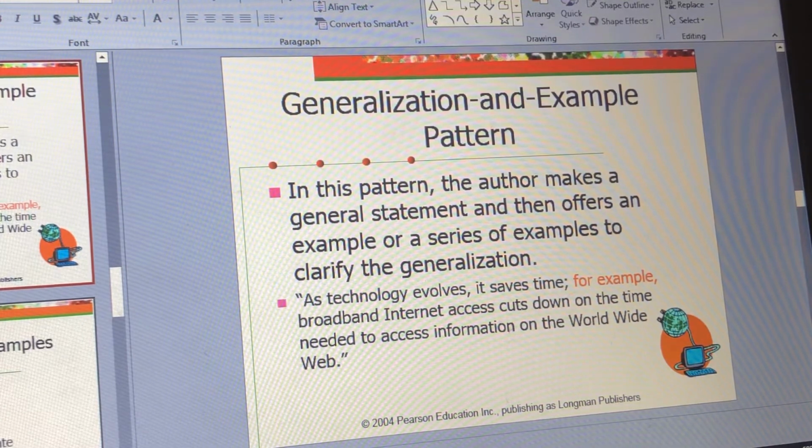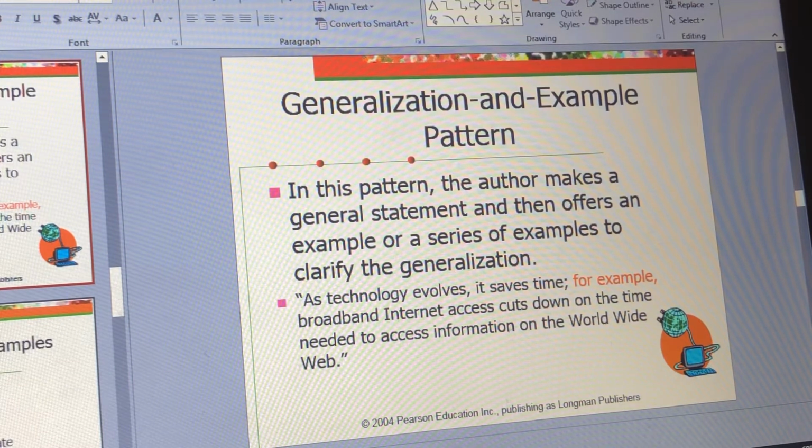Okay? As technology evolves, it saves time. There's a topic sentence which reveals a generalization. Okay, now we're going to get into some examples to help prove that. For example, broadband internet access cuts down on the time needed to access information on the World Wide Web. I can't imagine what we'd be doing right now if we didn't have the internet and distance learning to kind of get us through this crisis.